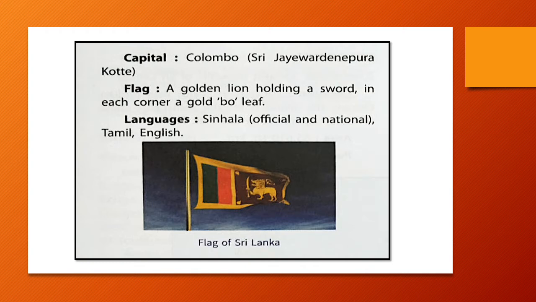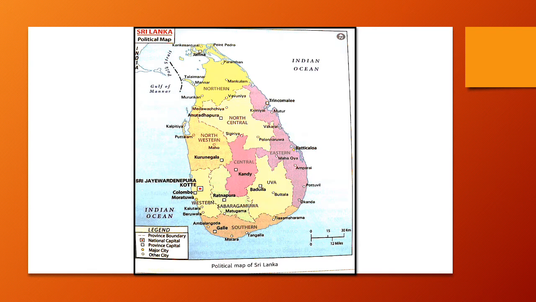The official language as well as national languages are Sinhala and Tamil, and English is also spoken in Sri Lanka. This is the political map of Sri Lanka, and as you can see it is surrounded by the Indian Ocean on all sides. At the top corner towards the east you can see the Pak Strait also there. A strait means a narrow passage of water which connects 2 large water bodies. So it is connecting the Bay of Bengal and the Indian Ocean here.